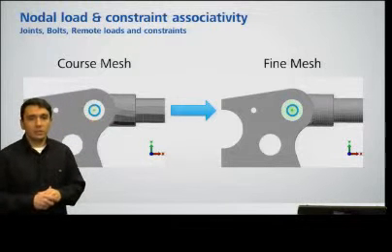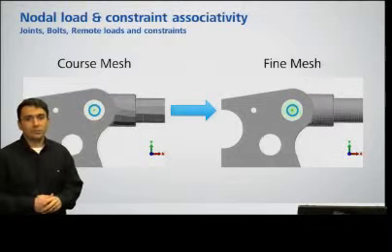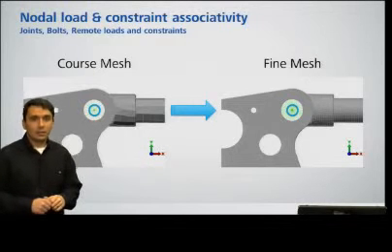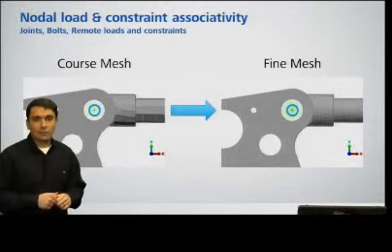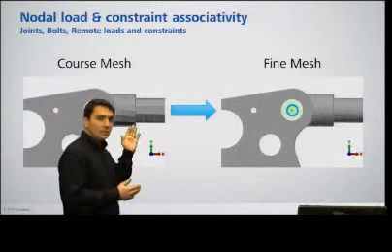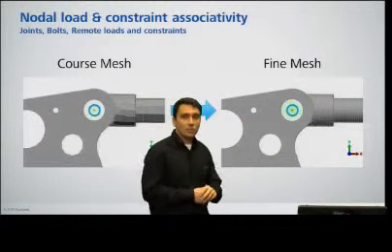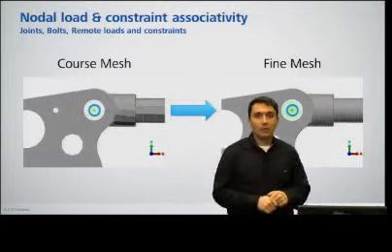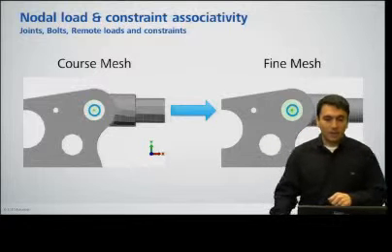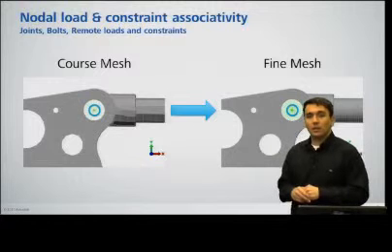So whenever you're dealing with nodal loads and boundary conditions assigned to set coordinates, such as the ones in the center points of joints, bolts, and remote loads and constraints, those will be kept in our database as associative items. And whenever you remesh your geometry, so in this case I go from a coarse mesh to a fine mesh, we will automatically assign those loads and boundary conditions to the center points of bolts, joints, as well as some remote coordinate that you've picked in space. And this will allow you to try what-if studies and mesh convergence studies with higher accuracy.